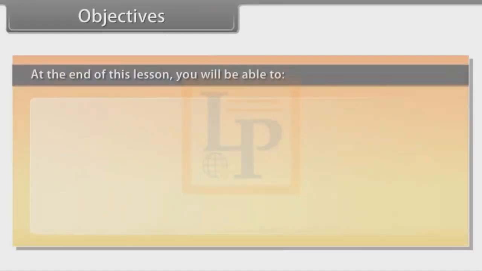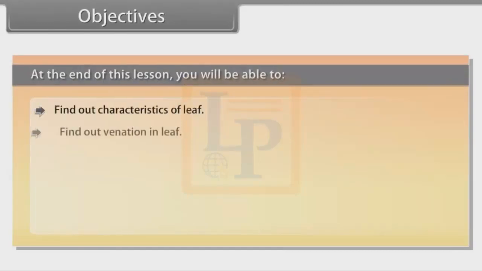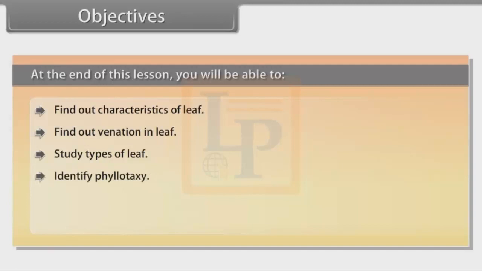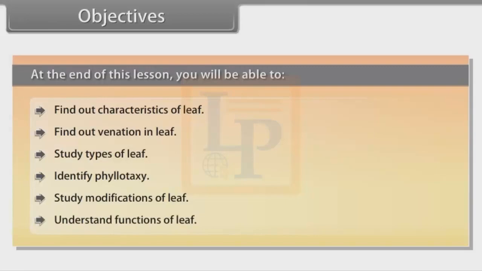Objectives. At the end of this lesson, you'll be able to find out characteristics of leaf, find out venation in leaf, study types of leaf, identify phyllotaxy, study modifications of leaf, and understand functions of leaf.